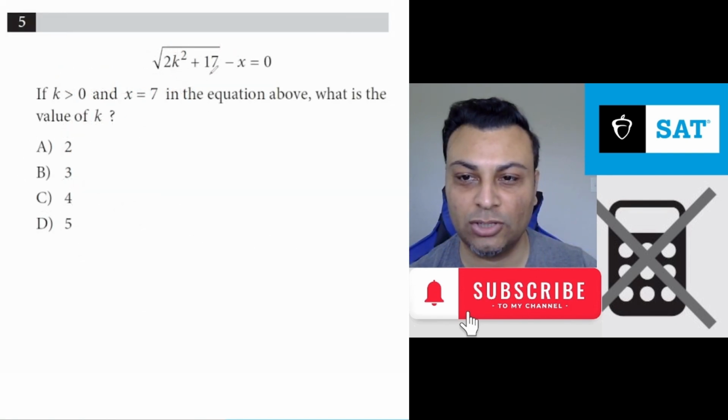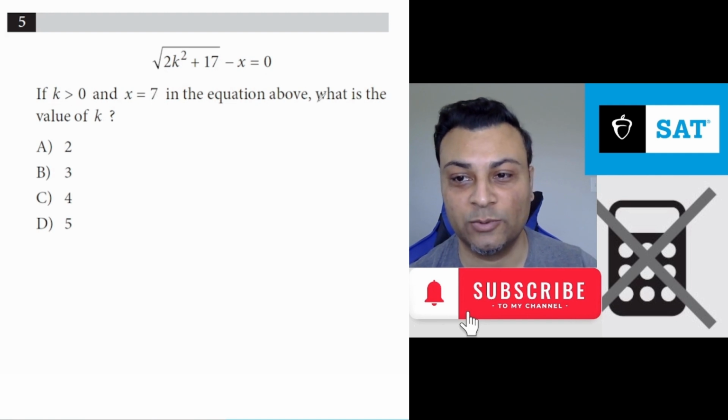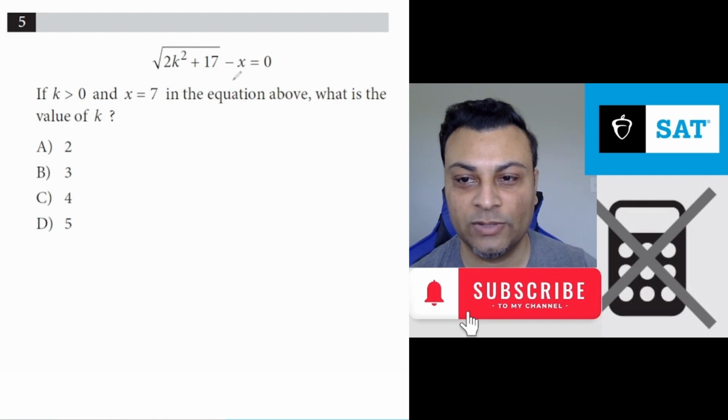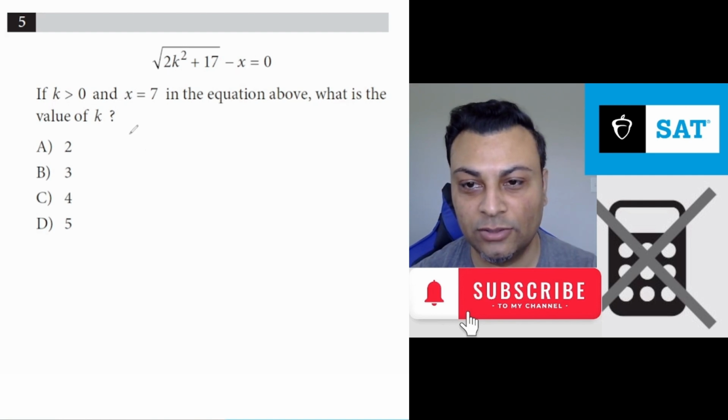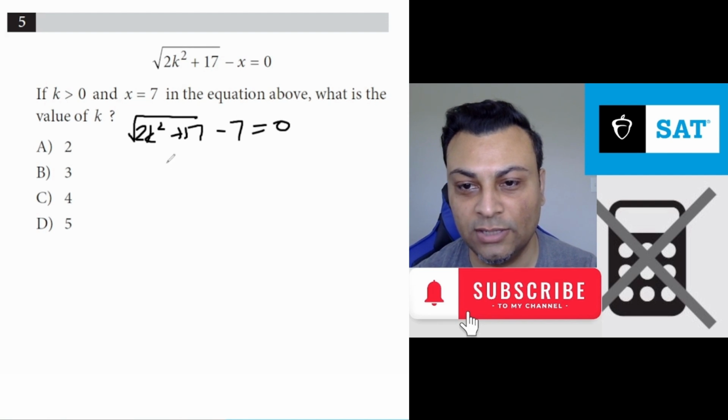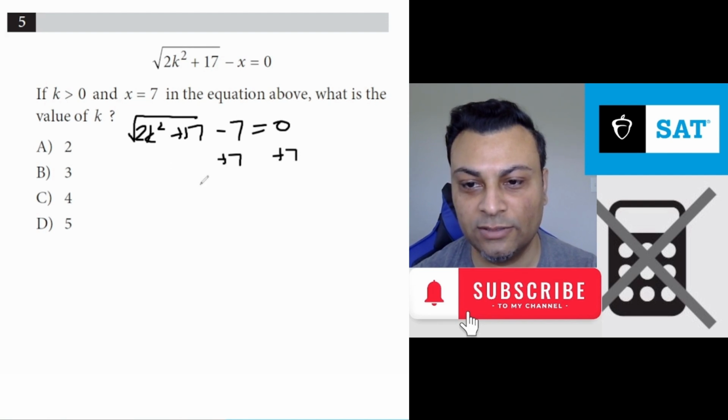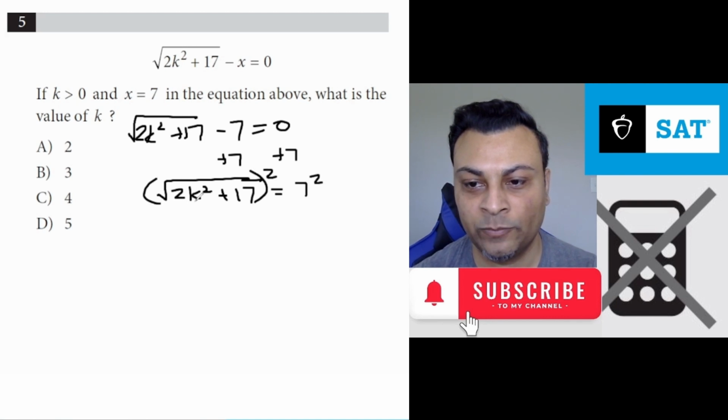Question 5 says, all this minus x equals 0. If k is positive and x equals 7 in the equation above, what is the value of k? So x is 7. So let's write that down. The square root of 2k squared plus 17 minus 7 equals 0, because x is 7. You add 7 here, add 7 here. The square root of 2k squared plus 17 equals 7. We're going to square both sides, and you get 2k squared plus 17 equals 49.